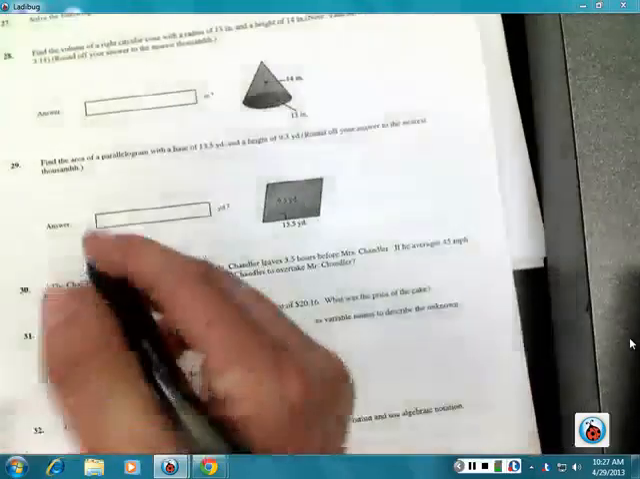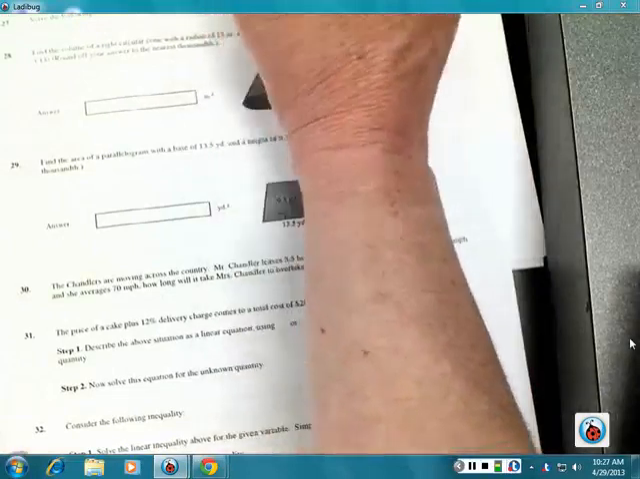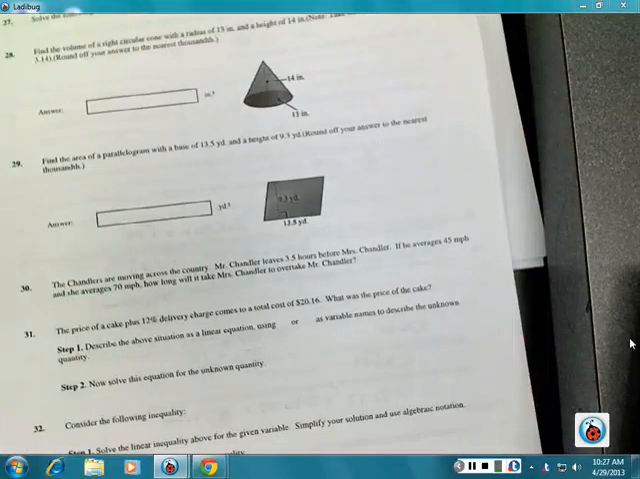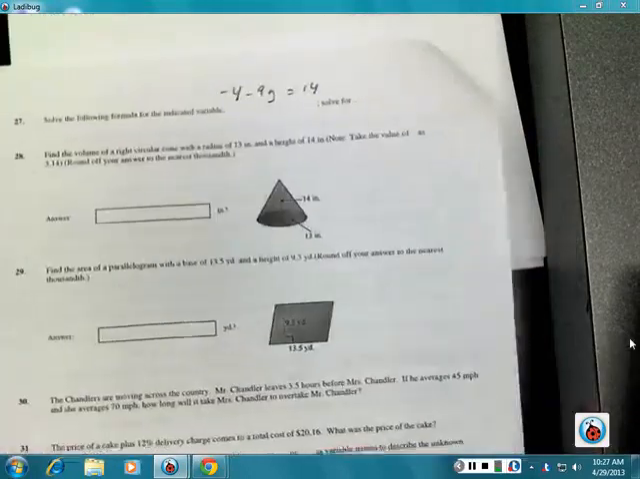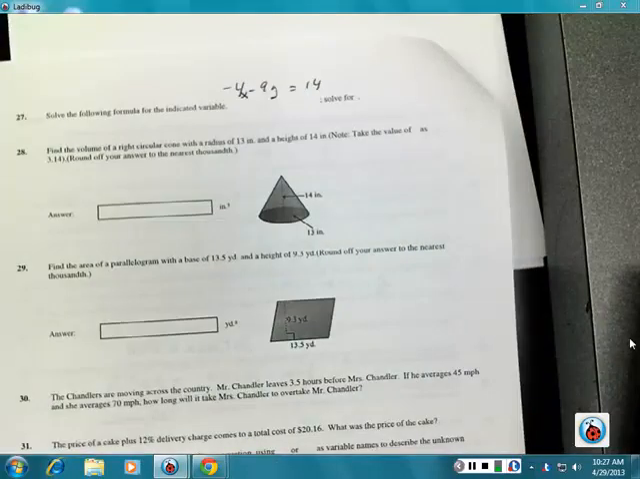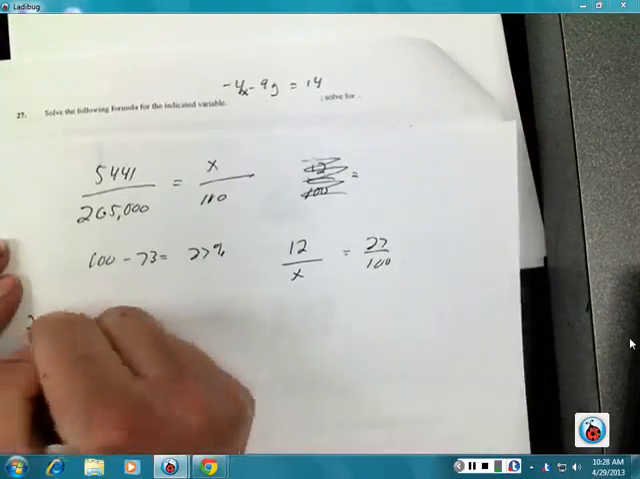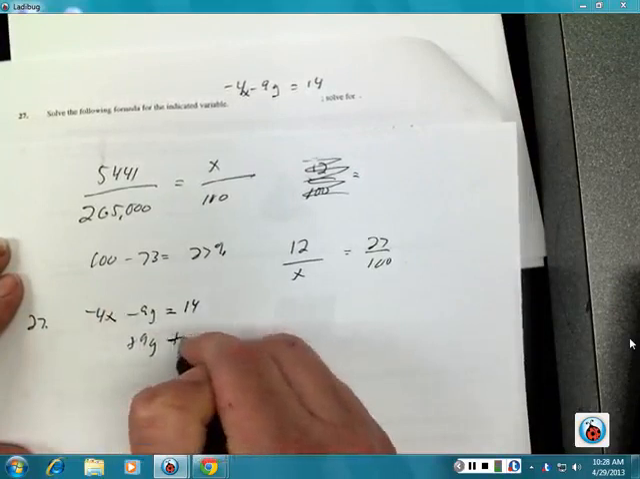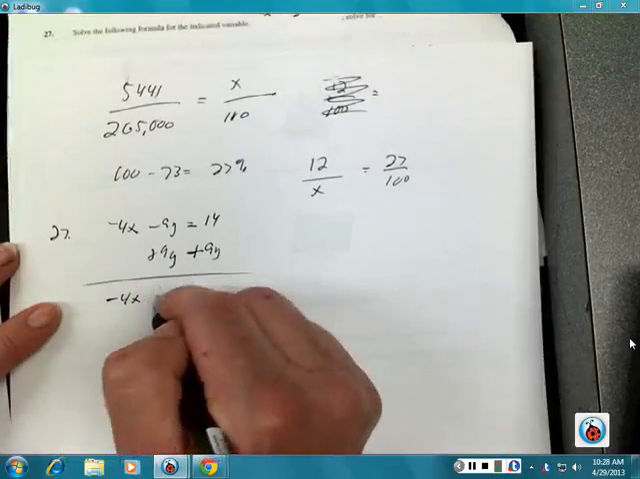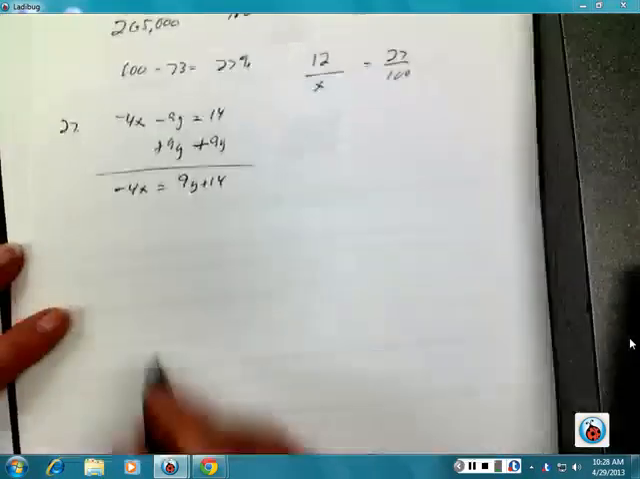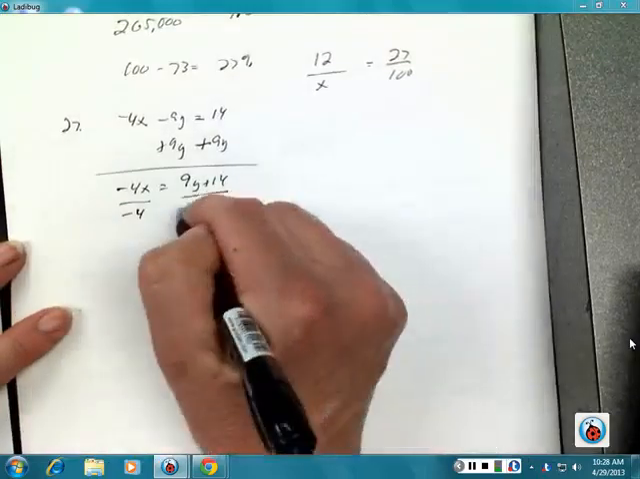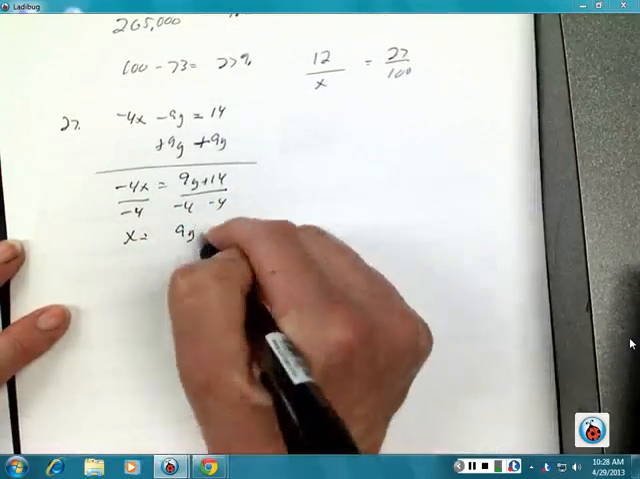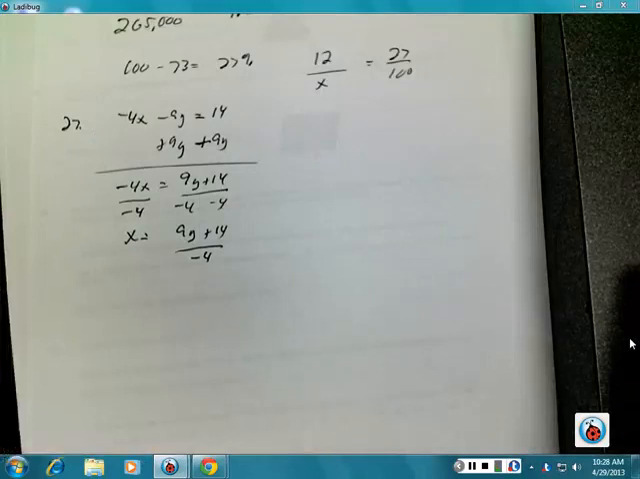In 27, it originally was negative 4 minus 9y equals 14, and that's not right because there needs to be an x right here. Negative 4x minus 9y equals 14 is, I think, what we have. Now we're solving for x, so how do I get x by itself? Add 9y, which gives me negative 4x equals 9y plus 14. Then divide by negative 4 on the whole thing, and find out x is equal to 9y plus 14 divided by negative 4. And I think that's what they give you.